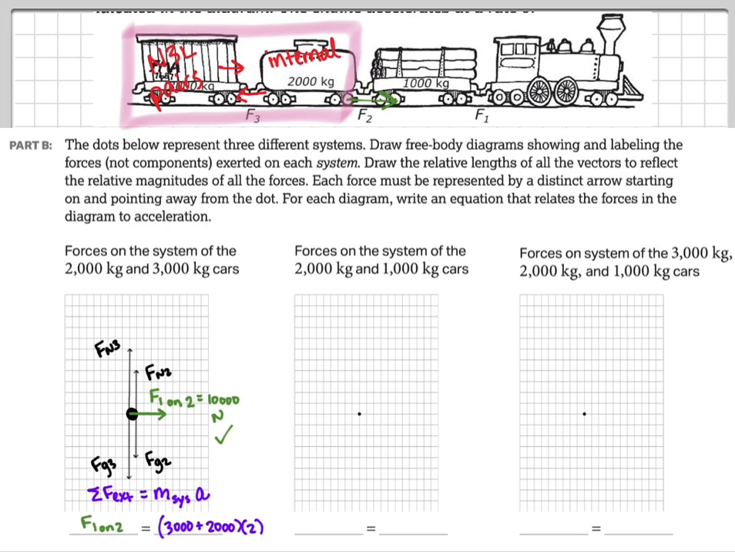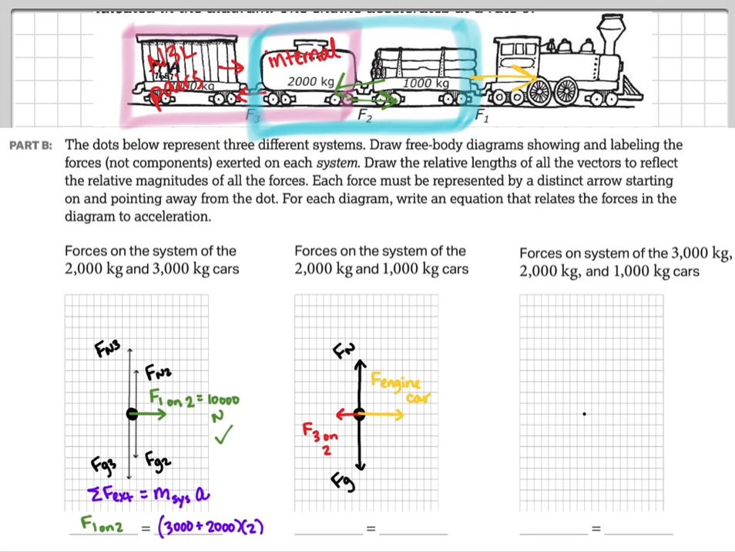For this second one, let me box my system now. I'm looking at the 2,000 and 1,000 kilogram cars, there in turquoise. You can see my green forces, the 2,000 on the 1,000 and the 1,000 on the 2,000. These are now internal to the system. We don't have to worry about them because they cancel out. However, the forces poking out of this turquoise box are the red one pointing to the left, and the yellow one from the engine car pulling to the right. So I've got F3 on 2 and F engine car.